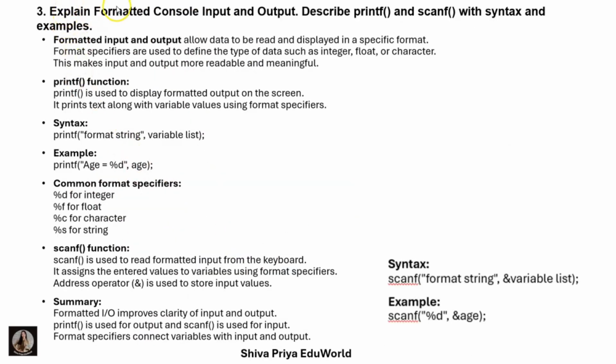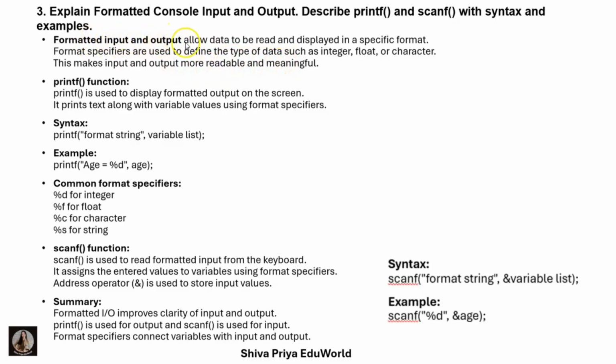The next question is: explain formatted console input and output. Describe printf and scanf with syntax and example. Formatted input and output allow data to be read by input functions and displayed by output functions in a specific format. Format specifiers, which I have told you about, are used to define the type of the data such as integer, float or character. If it is an integer, it will take the format specifier %d. If it is a float, it will take %f, and for a character it will take %c. Clear? This makes input and output more readable and meaningful.